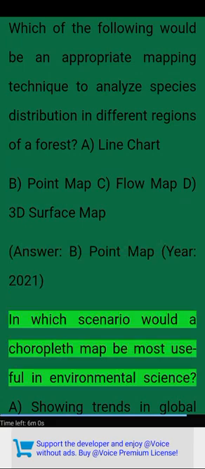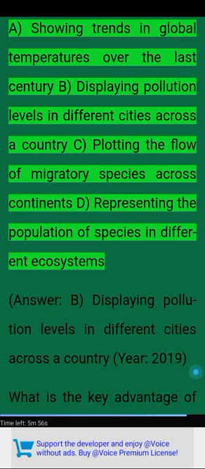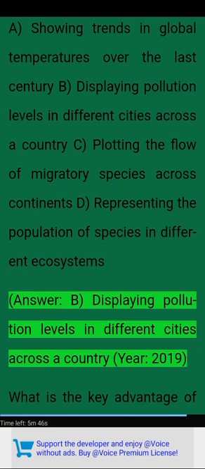Year, 2021. In which scenario would a choropleth map be most useful in environmental science? A. Showing trends in global temperatures over the last century. B. Displaying pollution levels in different cities across a country. C. Plotting the flow of migratory species across continents. D. Representing the population of species in different ecosystems. Answer: B. Displaying pollution levels in different cities across a country.